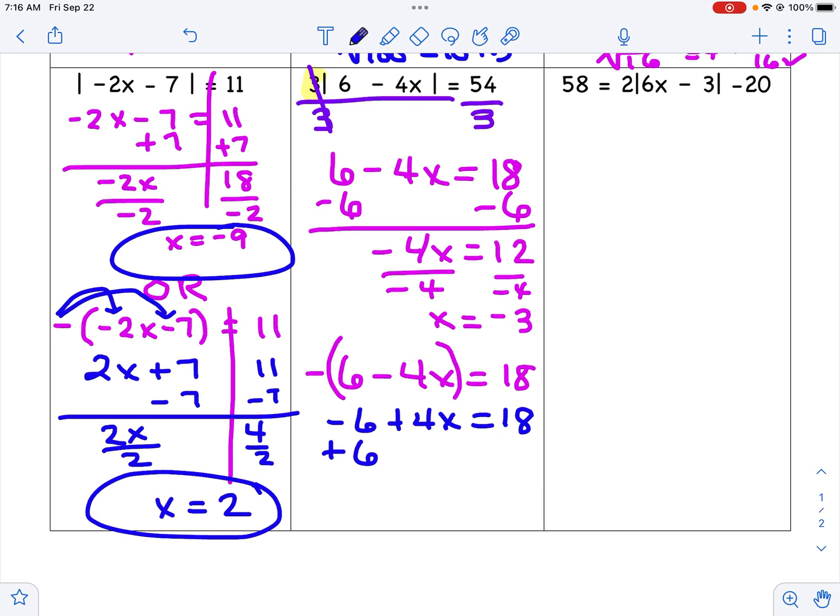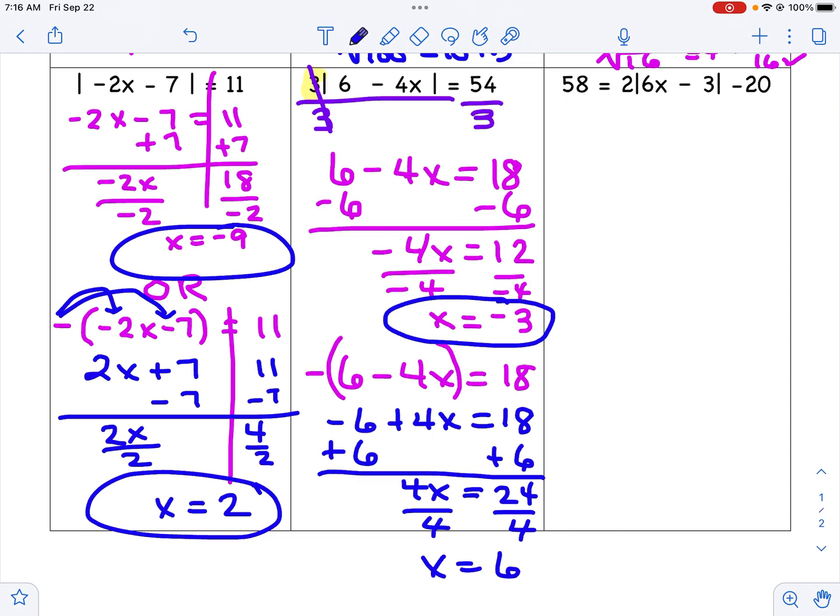And now we can solve it. So this time I'll add 6. Divide by your 4. We get an answer of x equals 6. So solution 1, -3 when it is a positive answer, and when the absolute value is negative, we get x equals 6.